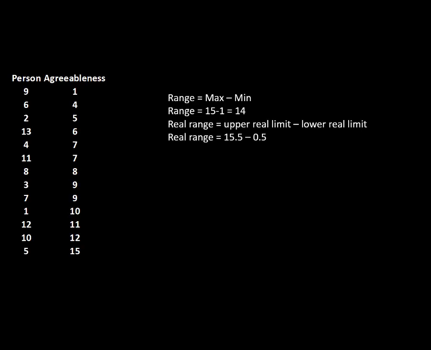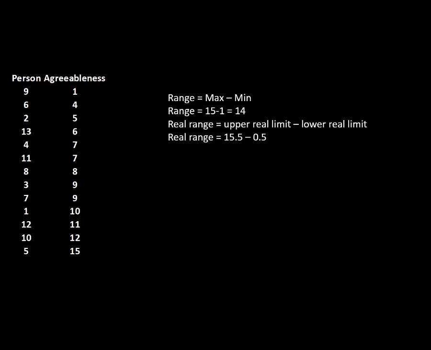Now, what about the upper real limit? That's where I meant to go with this. What is the biggest number that we would round down to 15, our biggest observation? Well, that would be a 15.5. 15.5 would actually round up to 16, so 15.5 then becomes the upper real limit of this class, or of this datum.